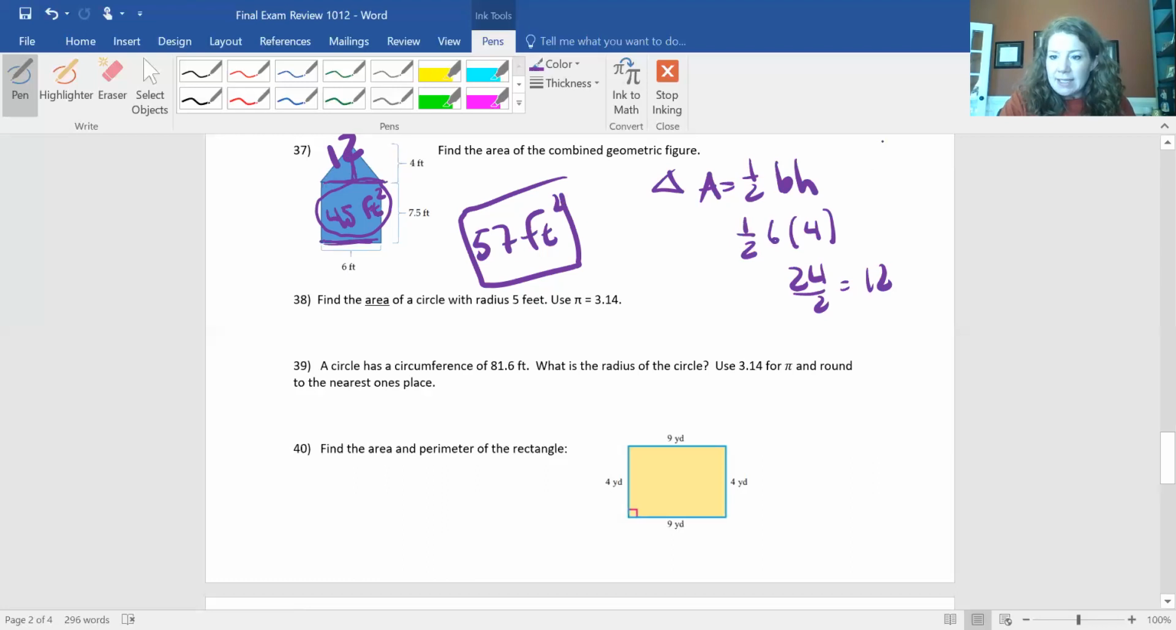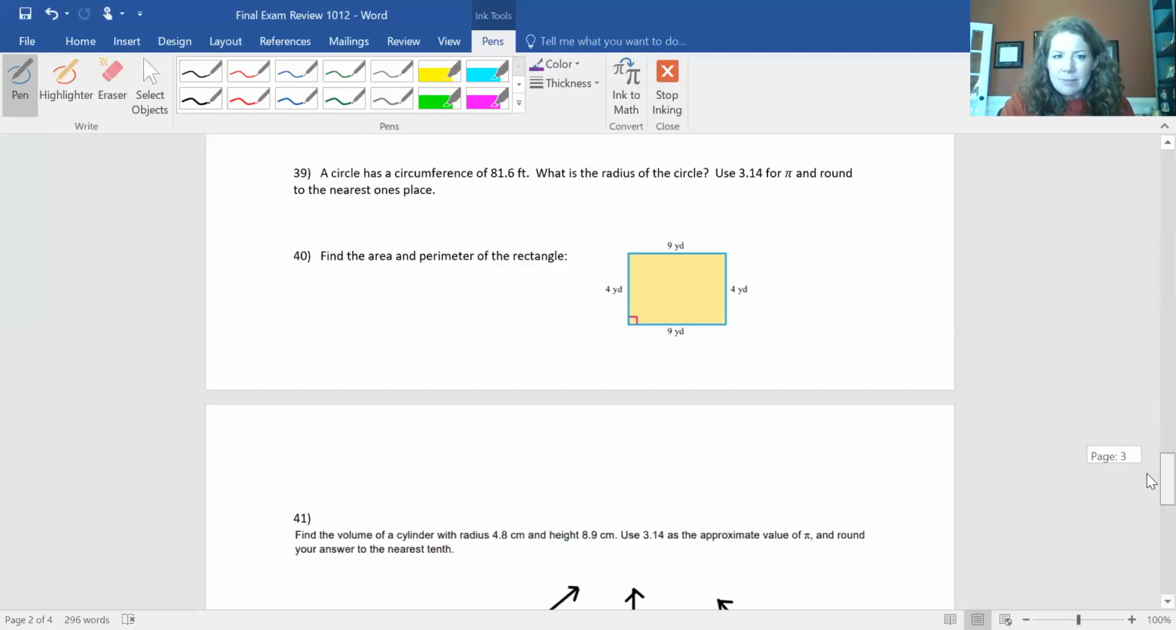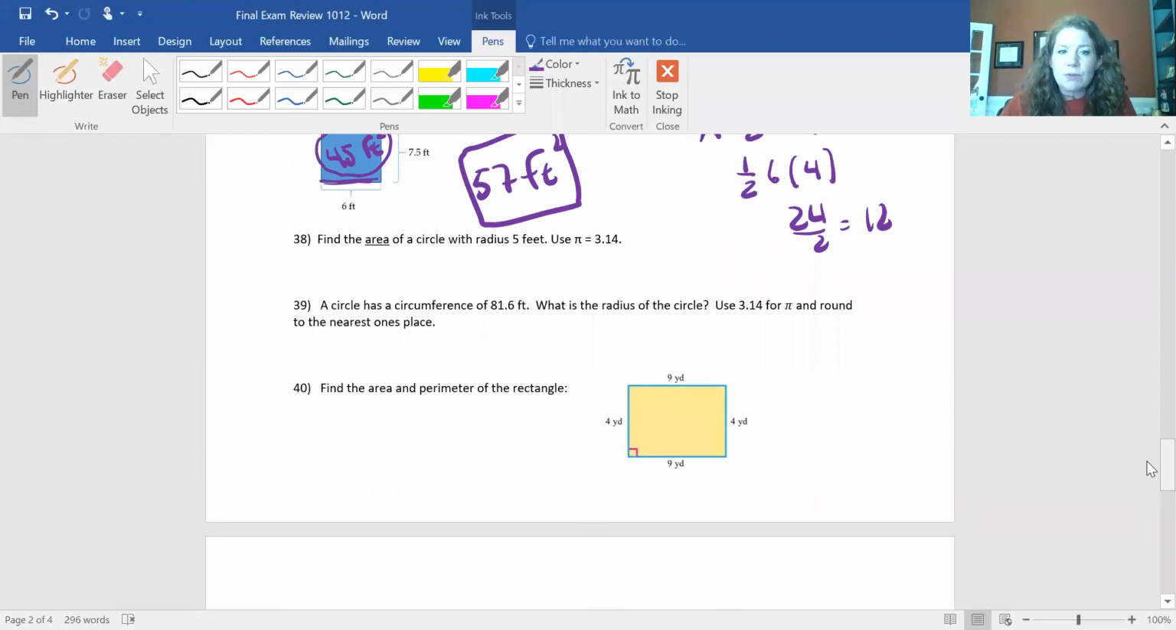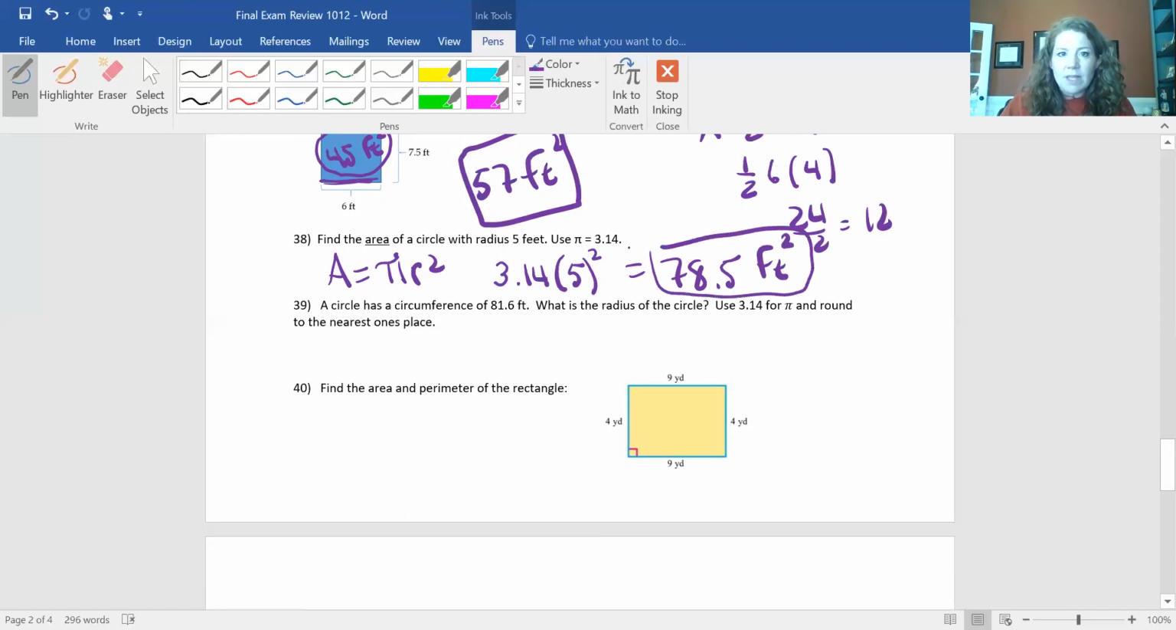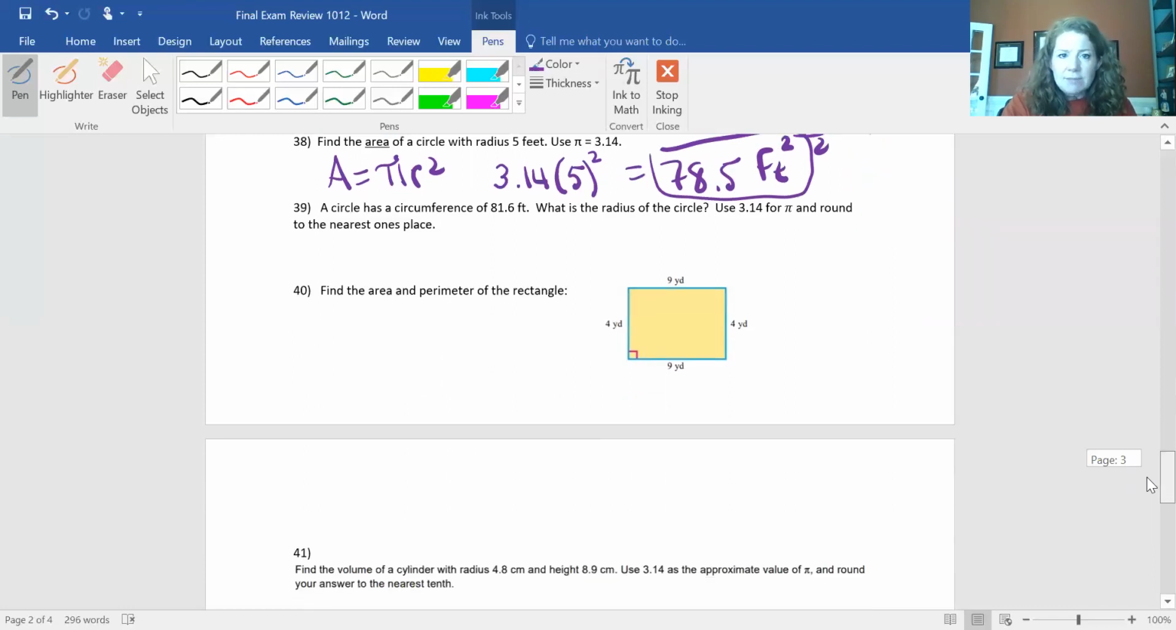Number 38, let me bring this down a little bit. Number 38, find the area of a circle with radius of 5. So remember, the area of a circle is pi times radius squared. It tells us to use 3.14 for pi. So we're going to multiply 3.14 times our radius squared. So 5 squared is 25, and 25 times 3.14 is 78.5 feet squared. Pull this down. Number 39.